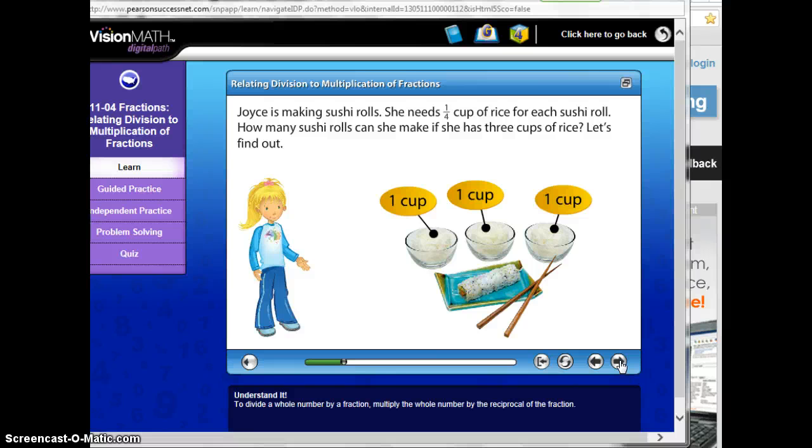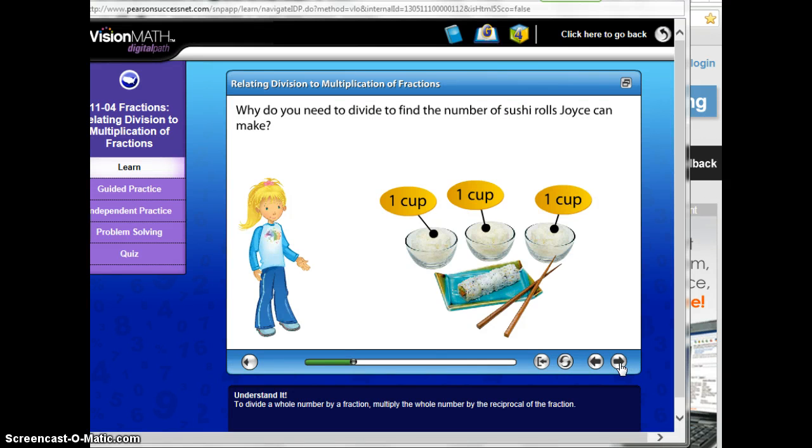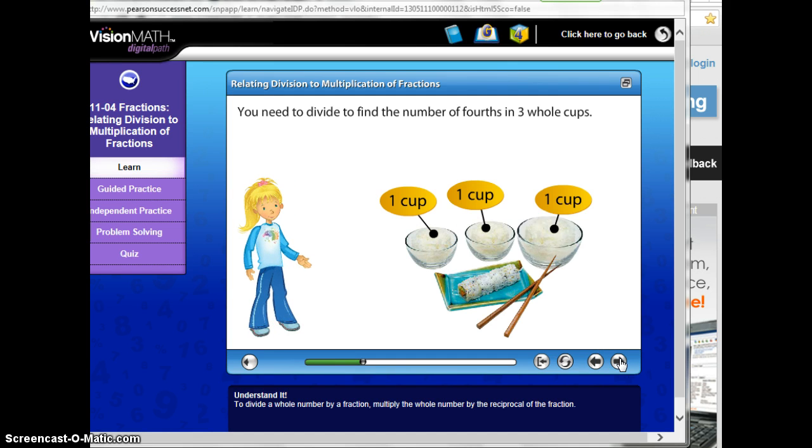Anyway, what she needs is 1/4 of a cup of rice for each sushi roll she's going to make. And how many sushi rolls can she make if she actually has 3 cups of rice in front of her? Well, that's what we need to find out. Well, why do we need to divide to find the number of sushi rolls? We need to divide so we can find out how many fourths are in 3 cups. Just like when I say, how many 5s are there in 20? You're dividing, right? 20 divided by 5?